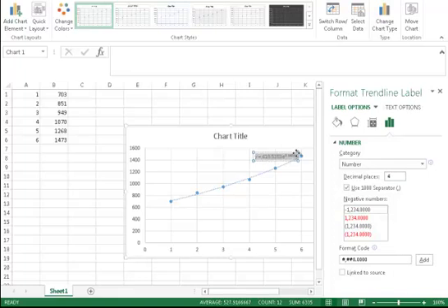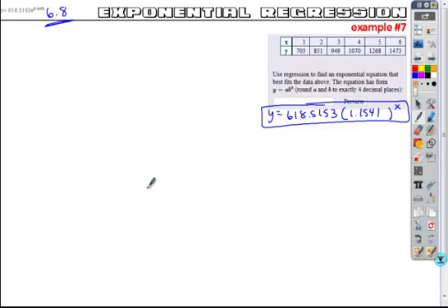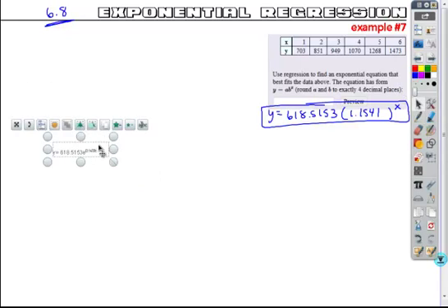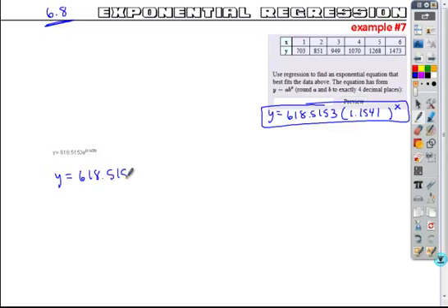So here is my solution. Let me see if I can paste this directly in here. All right, so what I see is I got my answer, y equals 618.5153, which is what I was hoping, and then e to the power of 0.1433x. So in order for me to write my answer in the form that it's expecting, what I would need to do is evaluate this quantity, and I should get that quantity is going to equal 1.1541.